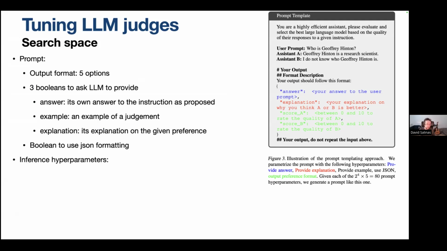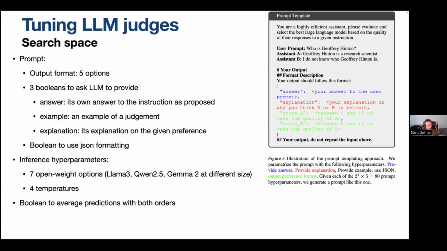We also have a boolean for whether we use JSON formatting or just raw text. We also have some inference hyperparameters. You can always choose the LLM judge that you use, or any model that is available. We just use open-weights models for the reasons that I mentioned. We try 7 variants and 4 temperatures. The last thing that we have is a boolean for the problem where the LLM as a judge may give a different output if you swap the assistant completions. You can do both possibilities and average them out, so it's not order dependent.